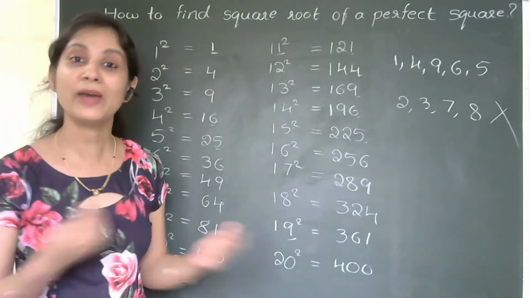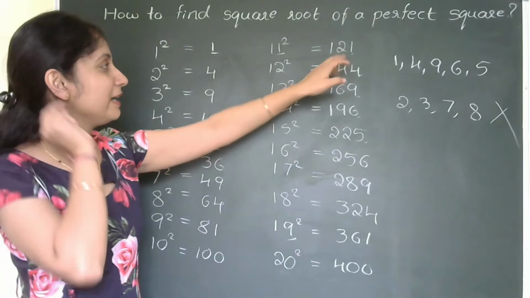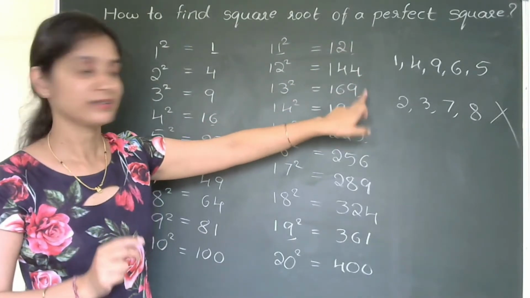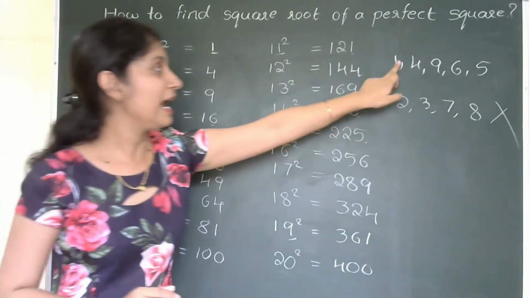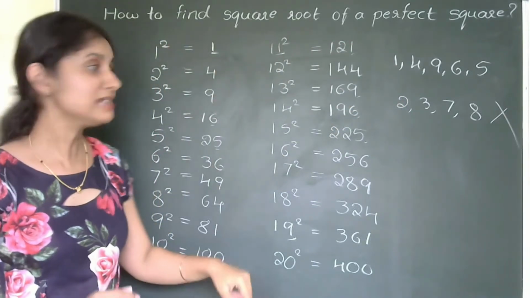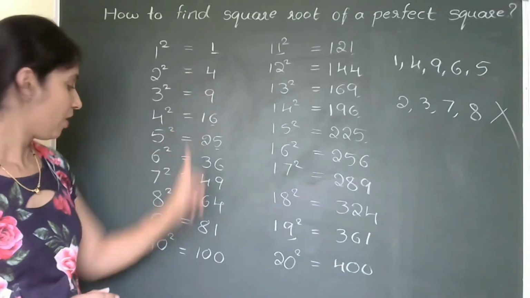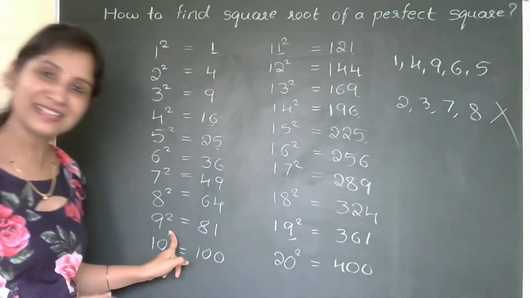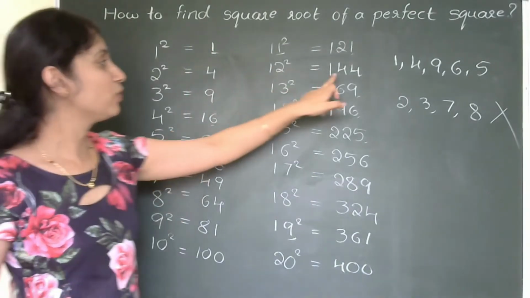That means how can I conclude? If my perfect square ends with 1, my square root can end with either 1 or 9. Yes. Similarly, let me go for 4.